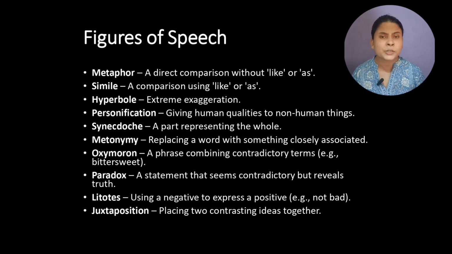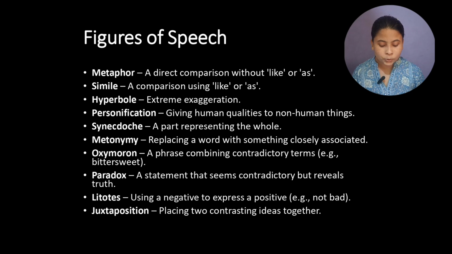Okay. Next, we have oxymoron. So oxymoron is a phrase that combines contradictory terms. For example, bittersweet. Please remember that oxymoron is a phrase that combines two contradictory terms. Bitter and sweet are quite opposite words, but we combine them, and that happens when we use the figure of speech oxymoron to highlight something.